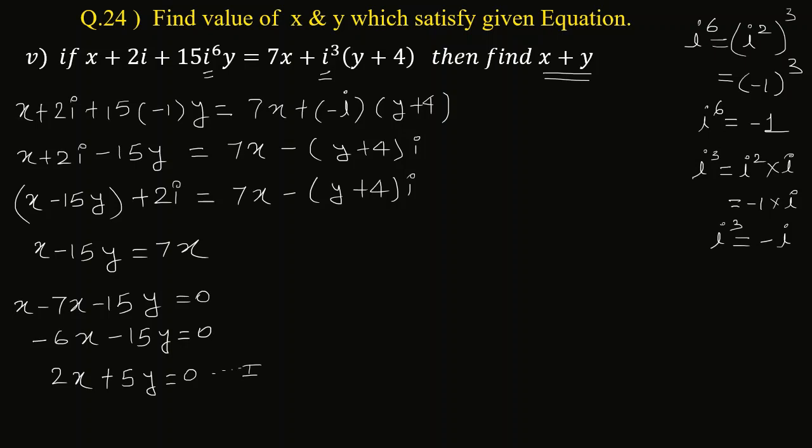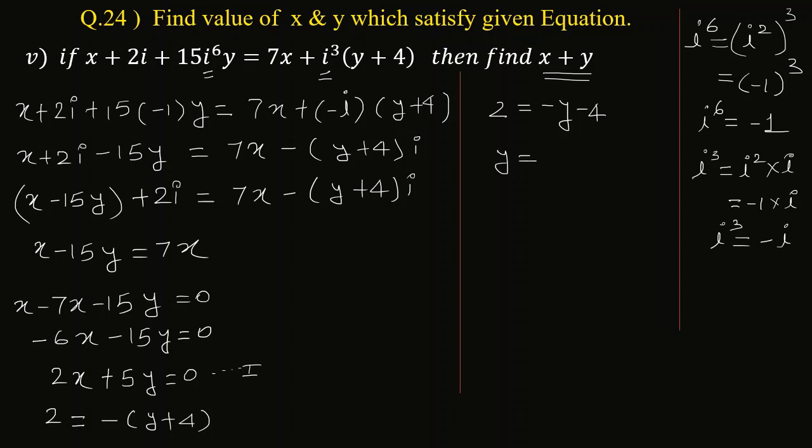Now we compare imaginary part with imaginary part. So for the imaginary part we have 2 is equal to minus of y plus 4. So let's continue from this. We will get 2 is equal to minus y minus 4. So minus y we bring to the left, and from the left 2 we take to the right. So we get y is equal to minus 2 minus 4. So we are getting y is equal to minus 6.